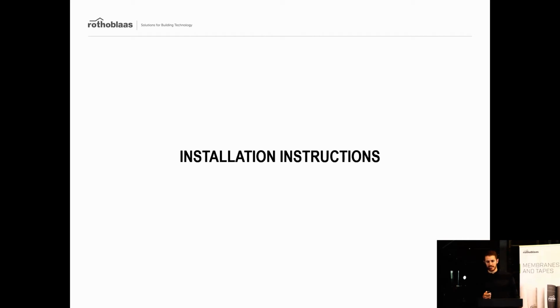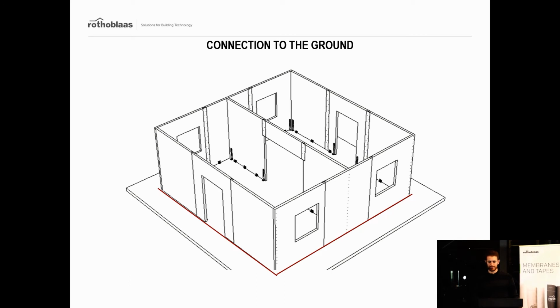So let's have a look at some installation hints, for instance. The connection to the ground is one of the most important things in a timber building, especially because you have to protect the timber structure from the humidity that is always there when you have a connection to the ground.